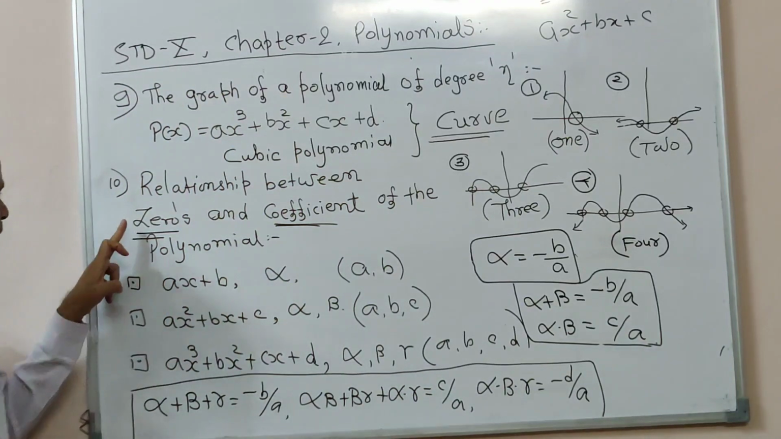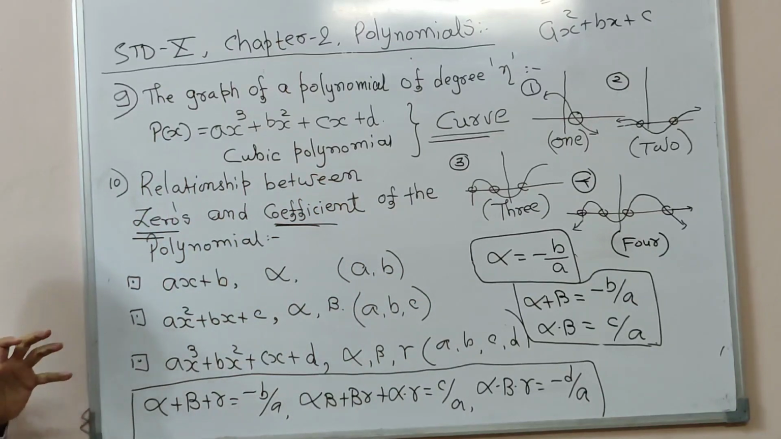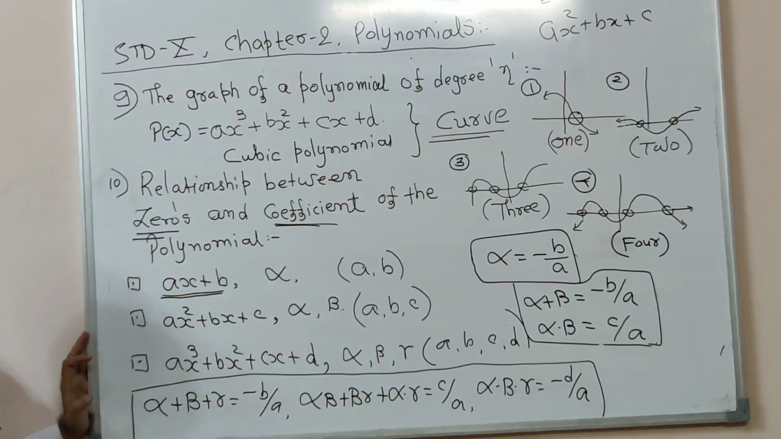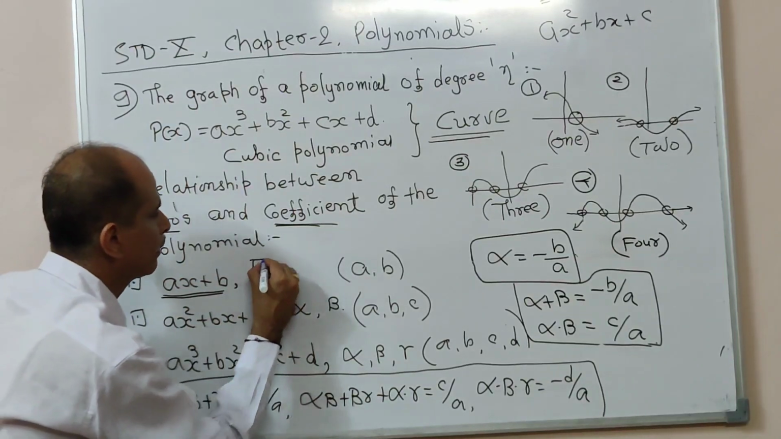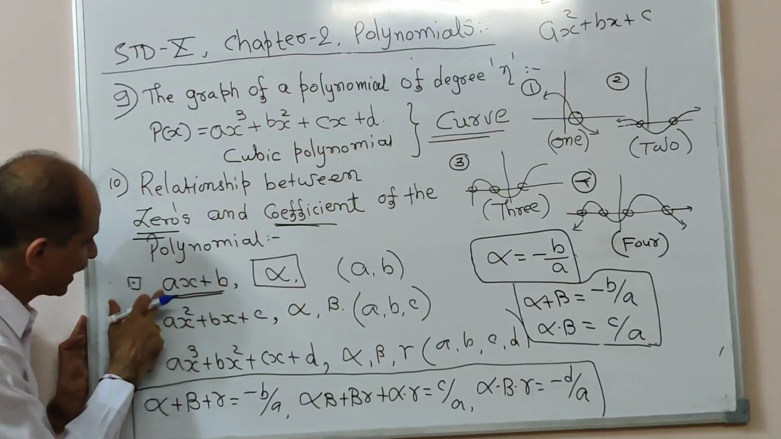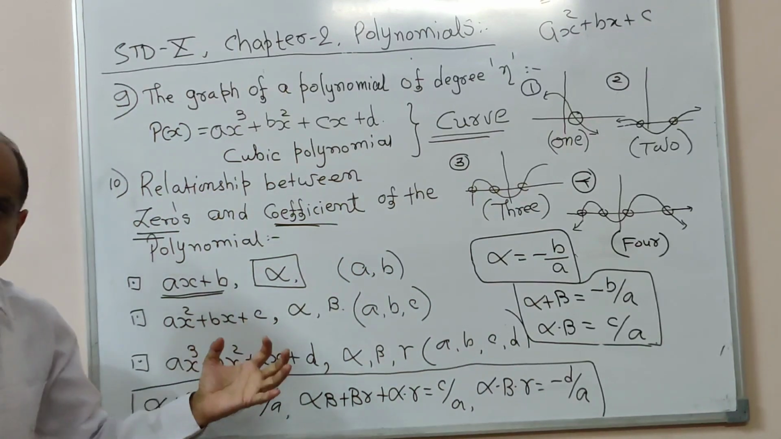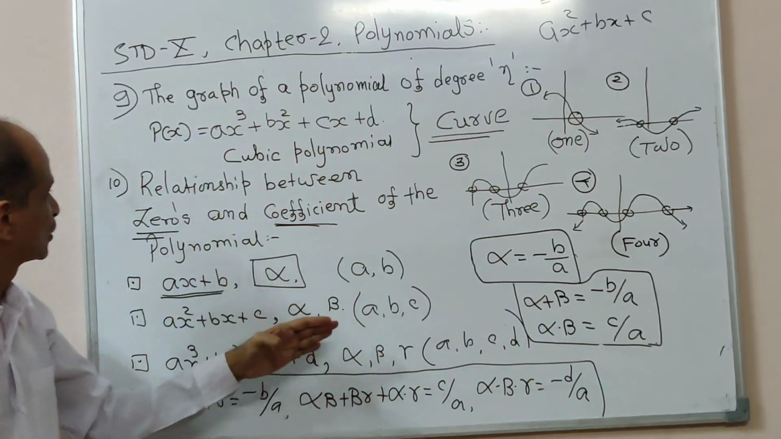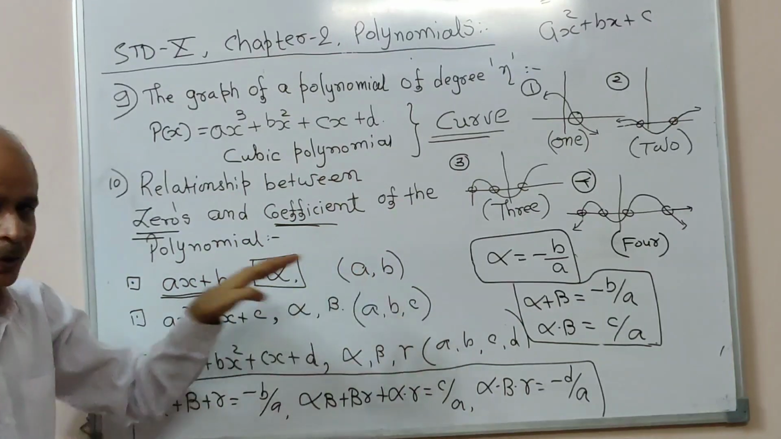So the relation between zeros and coefficients of the polynomial. You know, for a linear polynomial, the general formula is ax plus b. So it has a maximum of 1 zero and it is denoted by alpha. You know it has two coefficients, a and b. So we have to find one relationship between alpha and a and b, and that is known as what? Relationship between zeros and coefficients. One is the zero and the other is the coefficients.